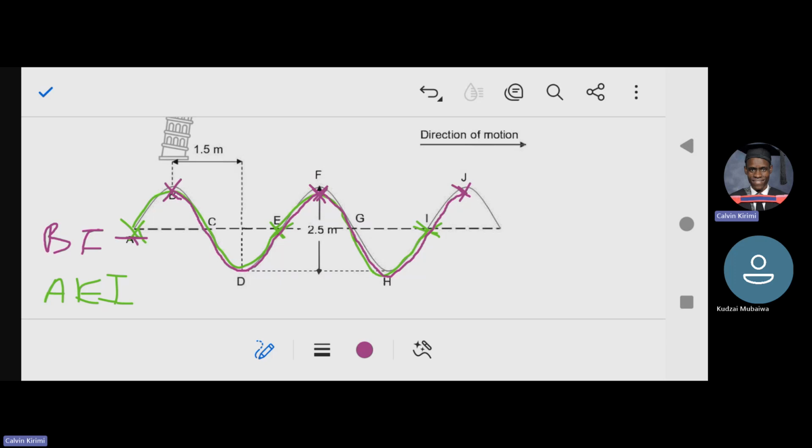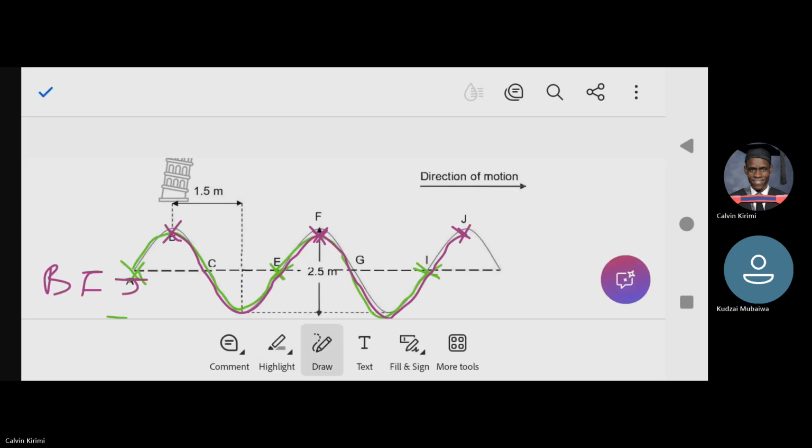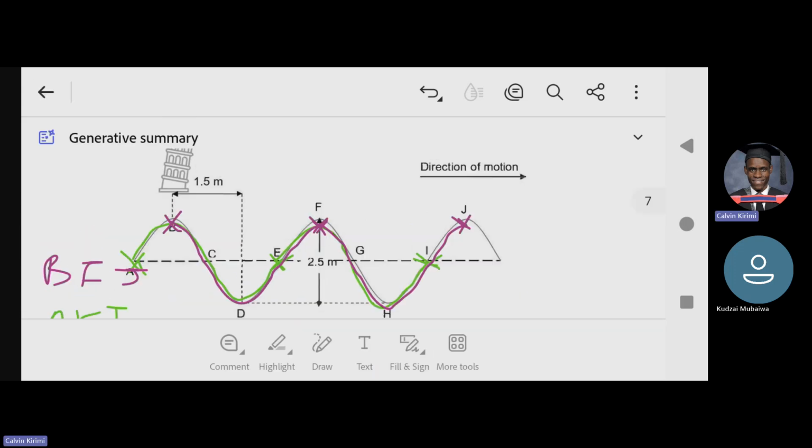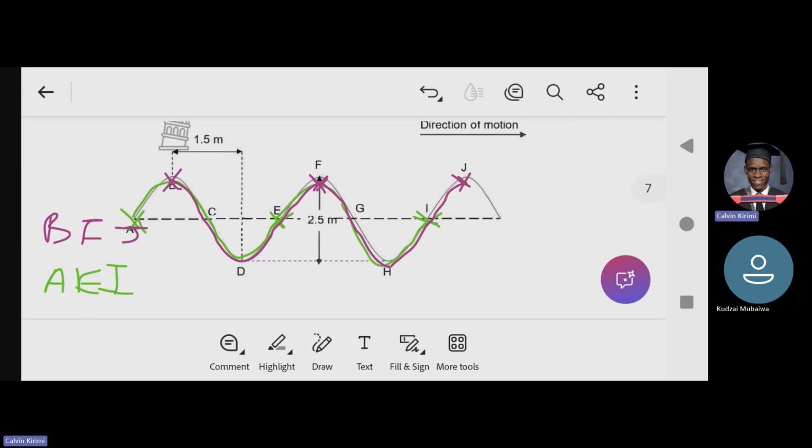So A, E, I are in phase. B, F, J are in phase. Isn't it? Yes, sir. B, F, J are in phase. Then let's take another ones which are in phase. Let's go to D. Let's use another color. So we are just checking points which are repeating after some time. You exhaust all the points which are repeating.